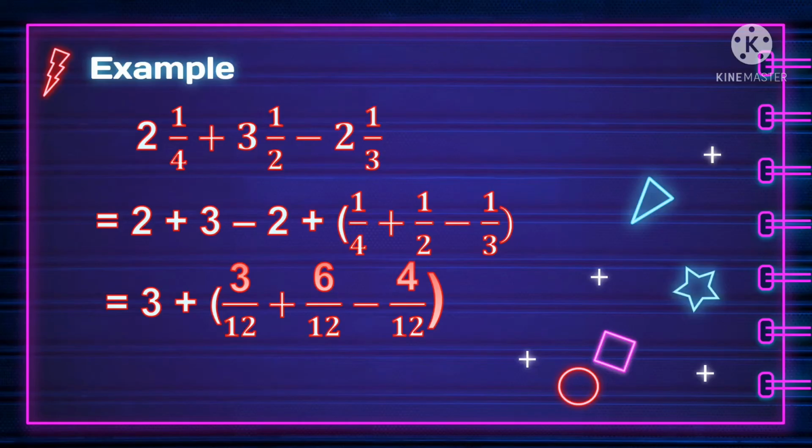Okay, so again, since similar fractions na sila, pwede na nating i-perform ang mga operations. So, 3 pa rin siya. Then, add natin yung numerator na 3 and 6, so we have 9. Then, subtract natin sa 4, 9 minus 4, that is 5. And copy the same denominator, which is 12. So, the final answer now is 3 and 5 over 12.